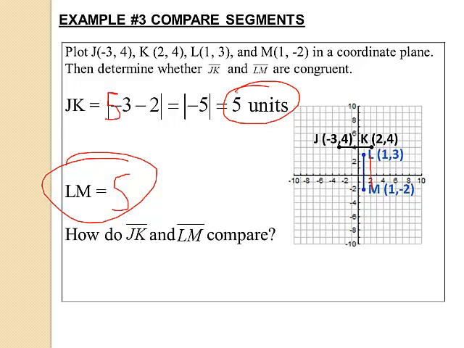Since they equal the same length, I'm asked how do JK's segment and LM's segment compare? Well, we know that JK's length is equal to LM's length, and that's by a property that we'll actually learn in Chapter 2 called the transitive property, but don't worry about that yet. But the segment statement that we can make is JK's segment is congruent to LM's segment. And that's it.